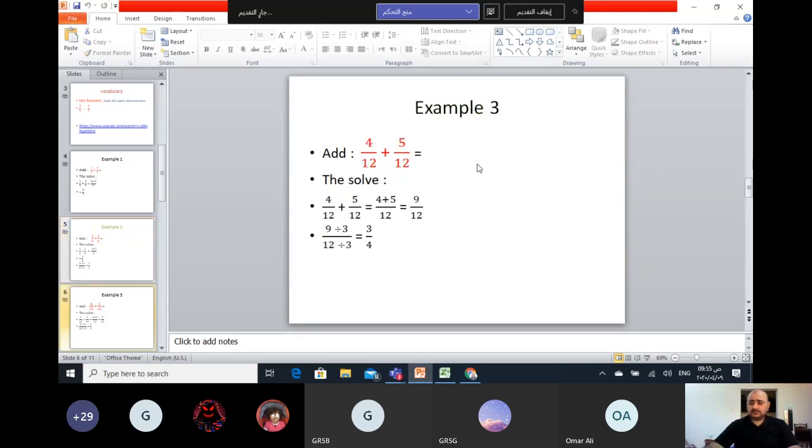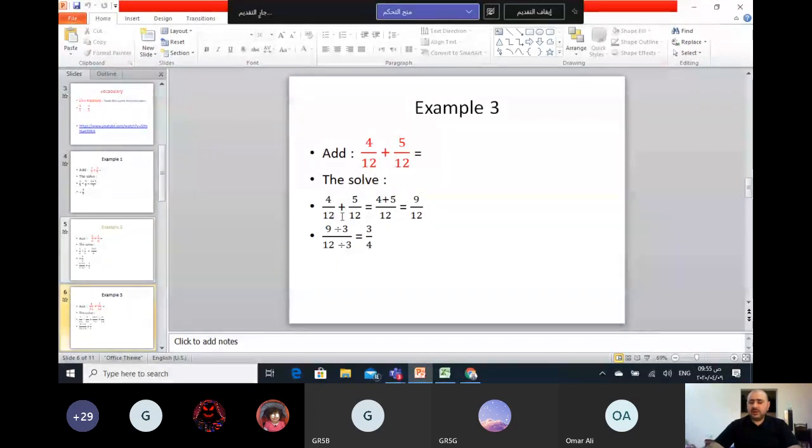Example 3. The question here: add. We have 4 over 12 plus 5 over 12. As you see here, look down. The denominator here is 12, the denominator here is 12, which means I have like fractions. How to solve this problem?